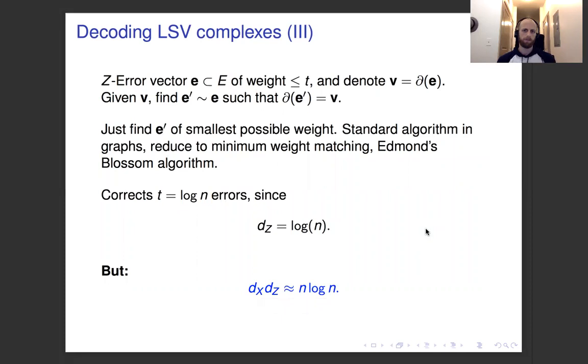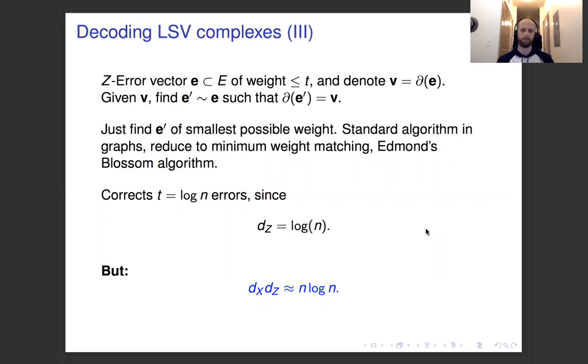Regarding the Z errors, well, here you just apply standard algorithms from graph theory, reducing it to the Edmonds-Blossom algorithm. This algorithm can only correct up to a logarithmic number of errors, but you don't expect much more because the Z distance of these complexes is not very good. Unlike the X distance, the Z distance is just logarithmic.